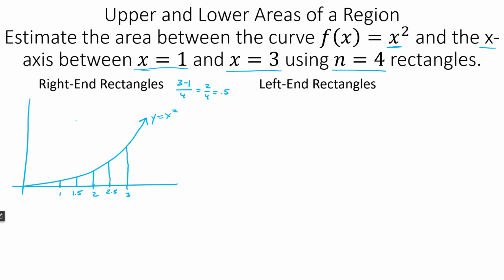All right, so now the right end rectangles, here's our first rectangle, we'd go to the right side, go over and down, the right side, over and down, over and down, over and down. All right, so it looks like this is going to be an overestimate because we get this extra area here.